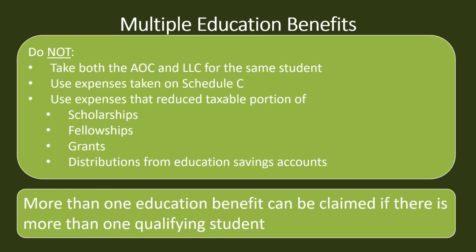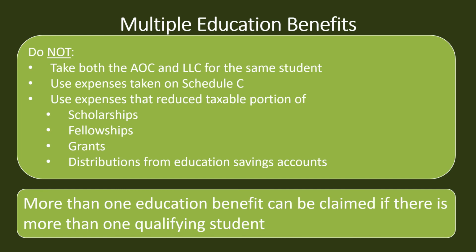Let's talk about taking multiple education benefits. As we talked about before, if we have more than one student who qualifies for the American Opportunity Credit, you might be able to see more than one American Opportunity Credit being claimed. You might have one student claiming American Opportunity Credit, another claiming the Lifetime Learning Credit. Those combinations are okay. However, you cannot take both the American Opportunity Credit and the Lifetime Learning Credit for the same student in the same year.